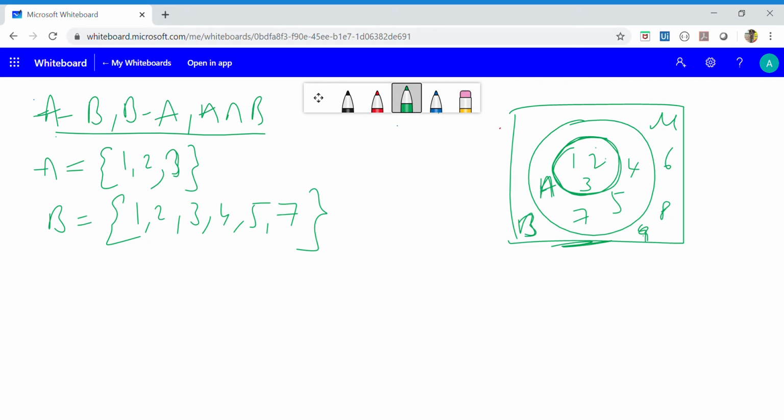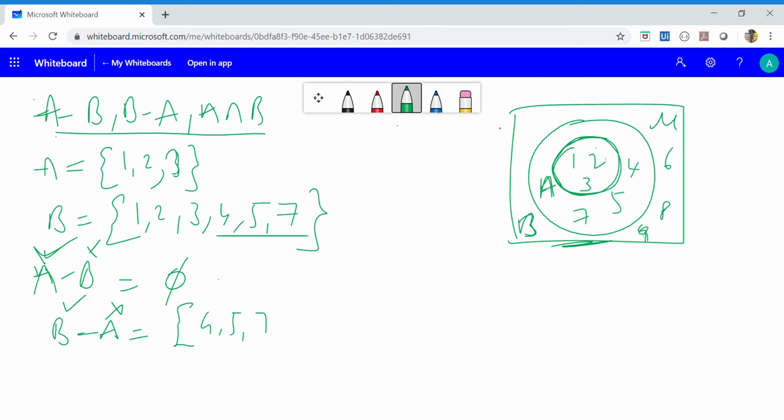A, B you got. A minus B means the elements which belong to A and do not belong to B. There is no element in A which does not belong to B. So you will get the null set. And what is B minus A? The elements which belong to B and not in A. What are those? 4, 5, 7. So the set 4, 5, 7. In the Venn diagram you can understand that this is the region that is nothing but B minus A. The red color shaded region is B minus A.